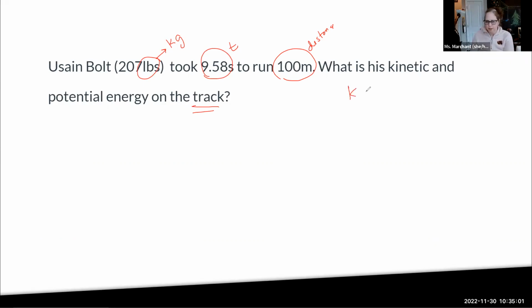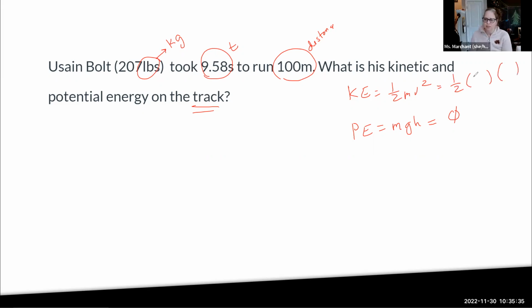So what are our formulas? Kinetic energy, 1/2 mv squared. Potential energy, mgh. We have no height. So anything times 0 is 0. So he's running on the track. He has no potential energy. Even when he's at the starting gate, technically he has no potential energy, even though his body has some stored potential energy. But in terms of the macro view for this, he would have 0 potential energy. 1/2, make sure you convert that 207 pounds to kilograms.